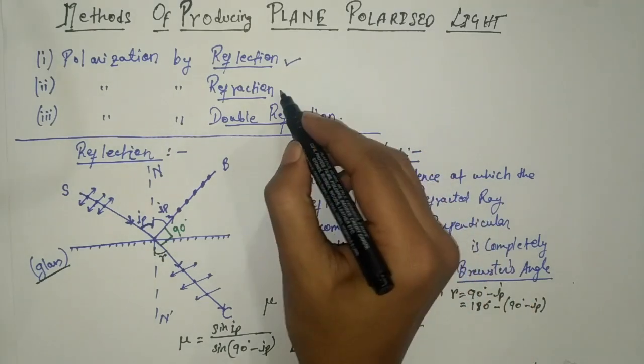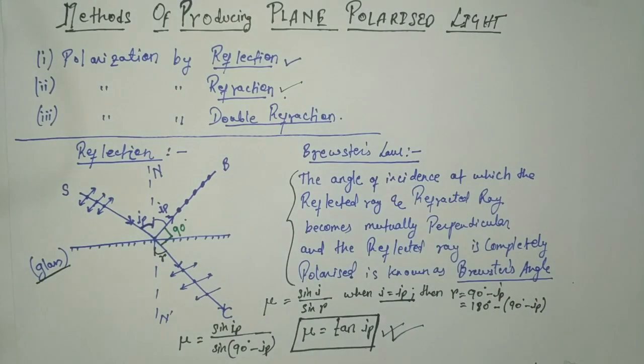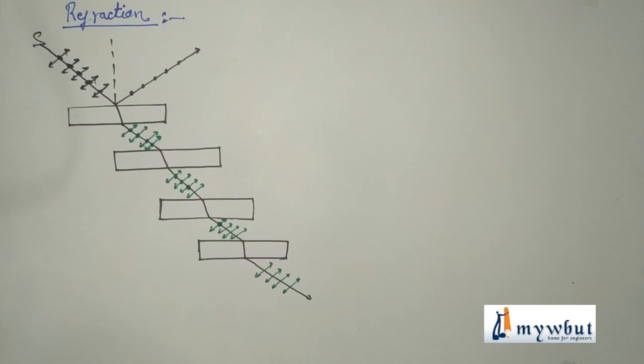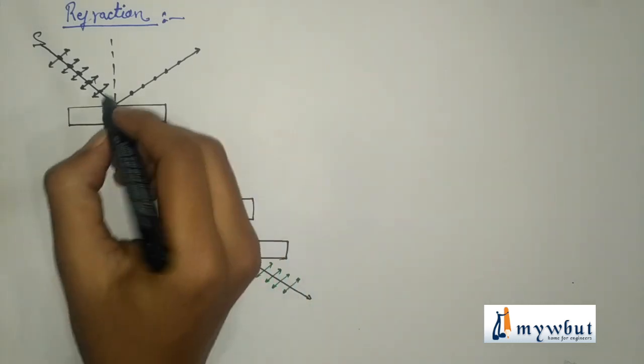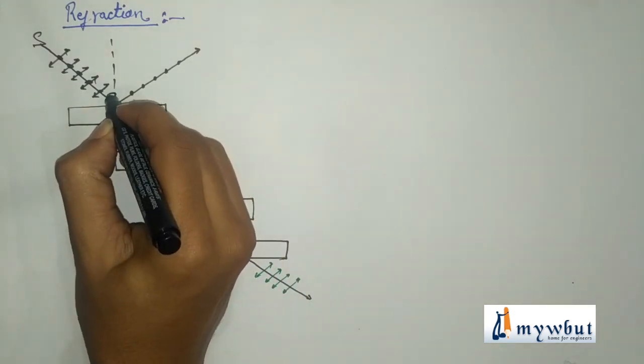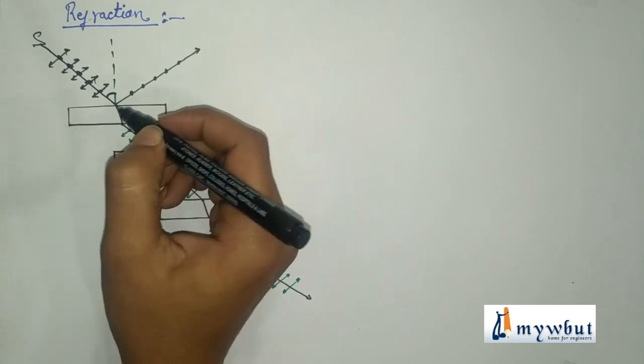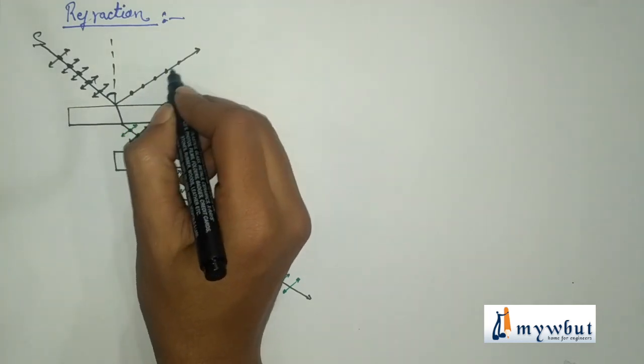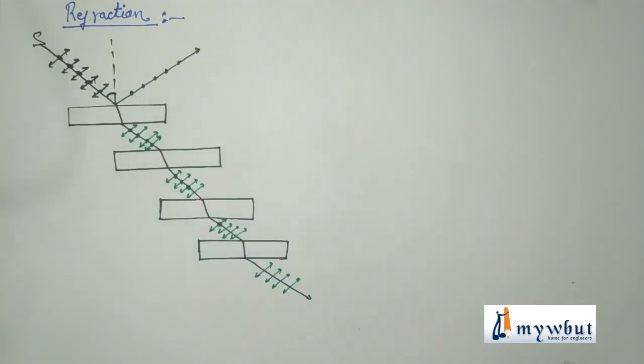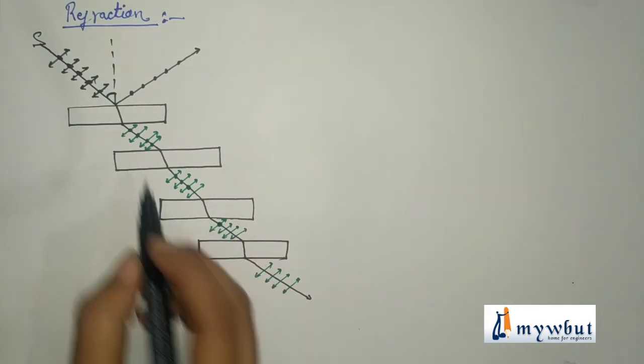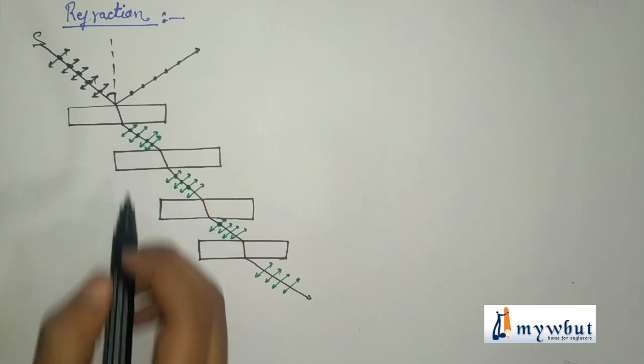Now we'll move on to polarization by refraction, another important topic. So how do we obtain polarization by refraction? We have already studied previously that if this angle is the polarization angle, that is IP, then the reflected ray will be completely polarized light. But the refracted ray, on the other hand, will be partially polarized, as you can see.